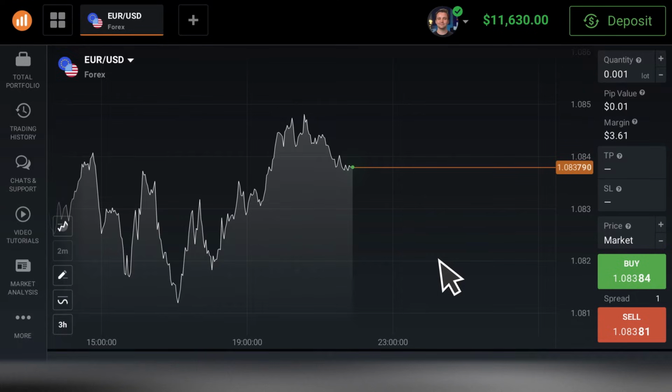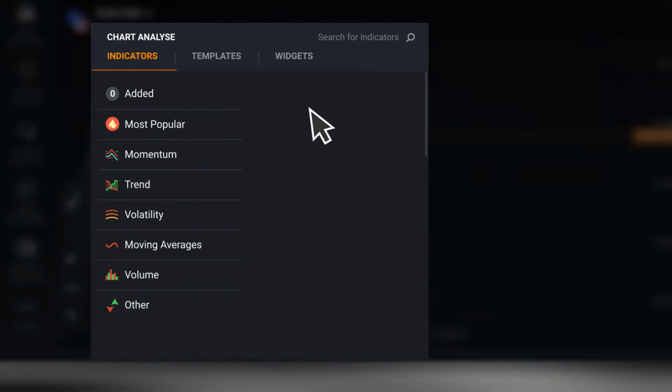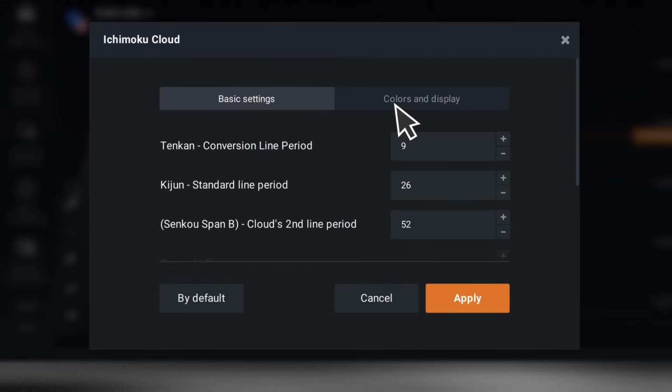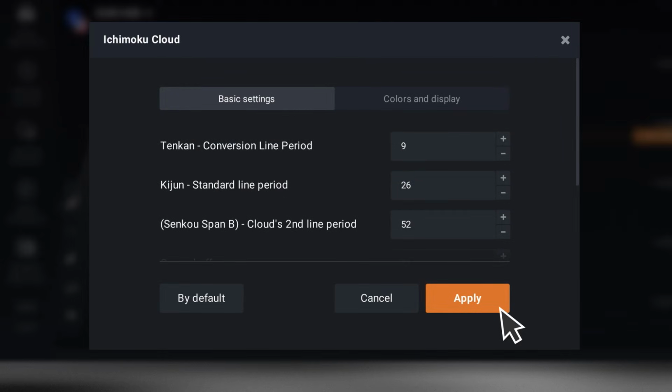To activate the Ichimoku Cloud indicator on the iqoption platform, click on the indicator's icon in the left lower corner of the chart and find Ichimoku Cloud. Check the indicator parameters in the Setup and Apply tab. If you prefer using default settings, click Apply. The indicator will be immediately activated and added to the chart.